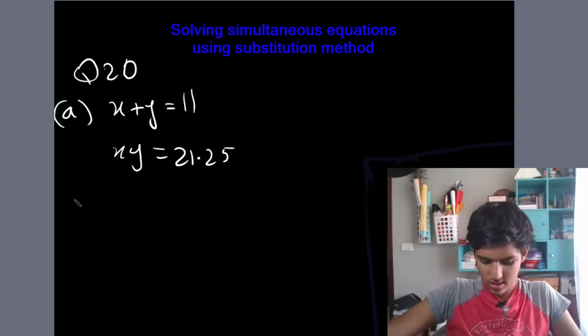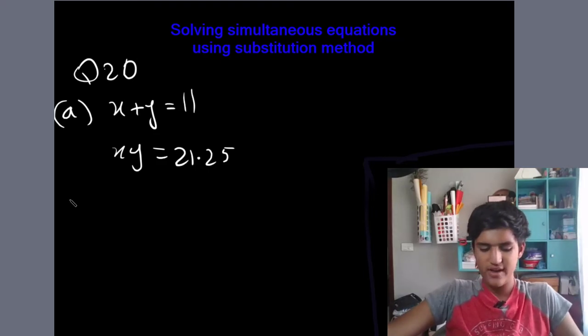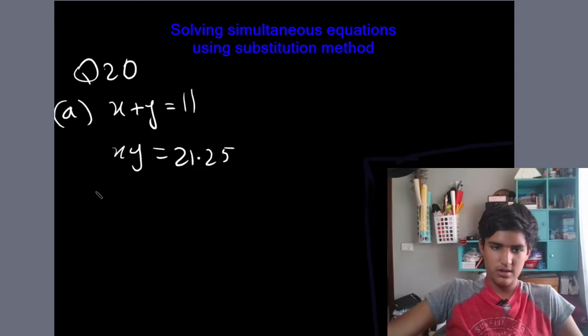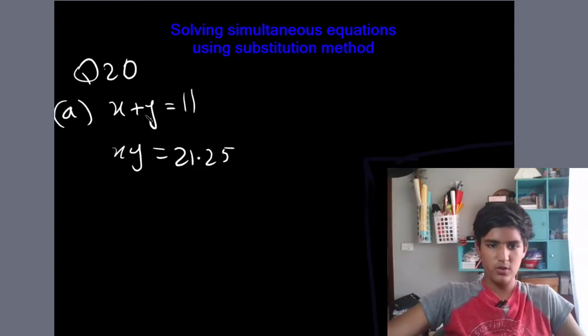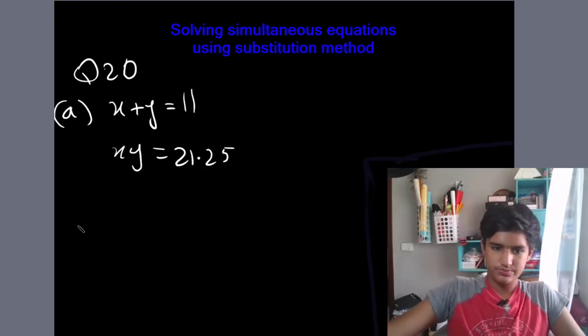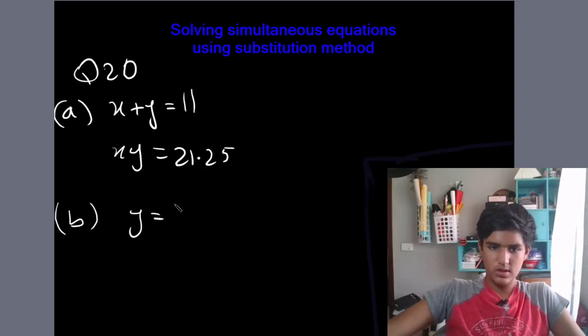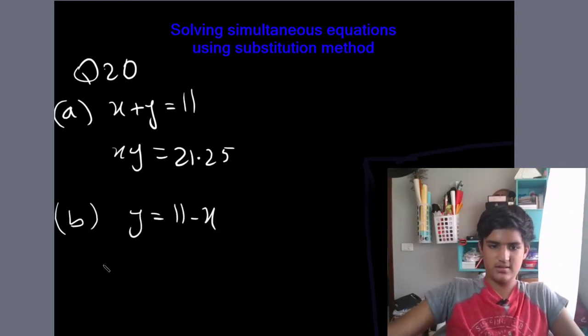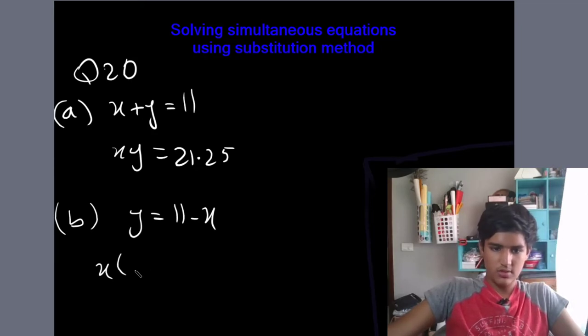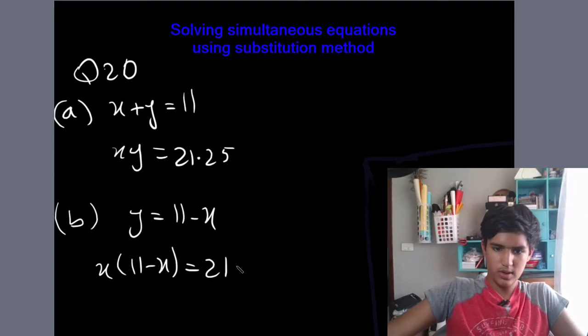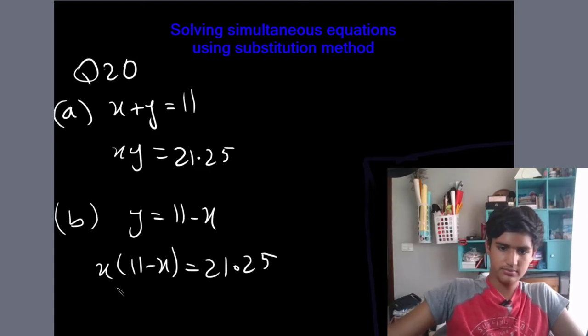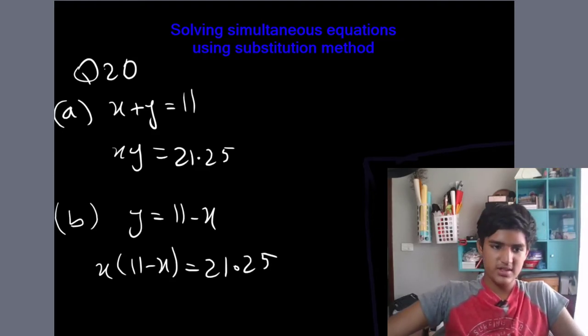Now what does part B say? Solve your equations to find the possible values of x and y. So we have to find the values of x and y. We'll have to make y the subject. y is equal to 11 minus x. So x into 11 minus x is equal to 21.25. This much is clear.